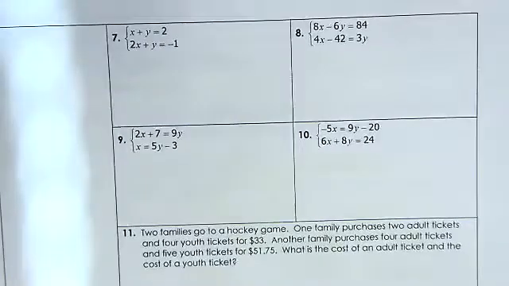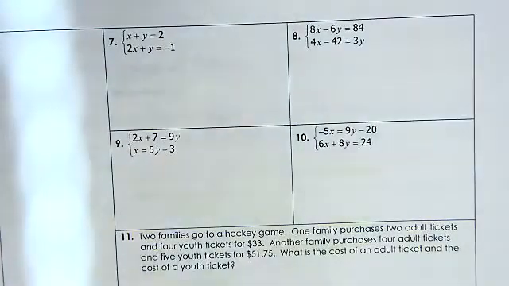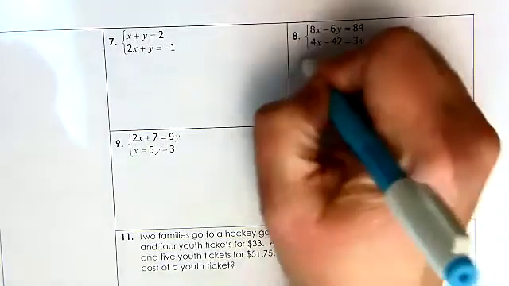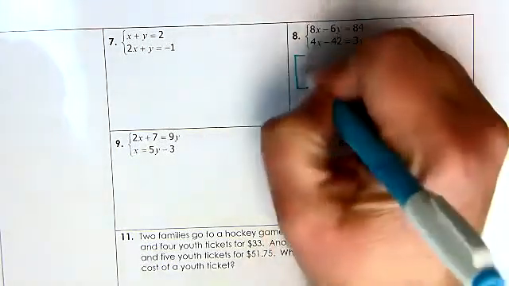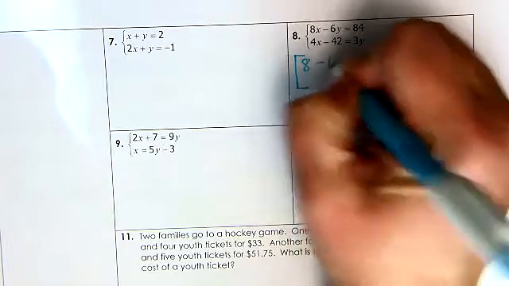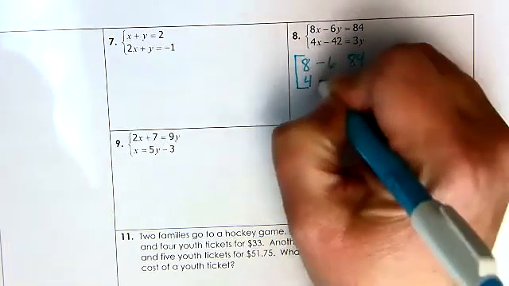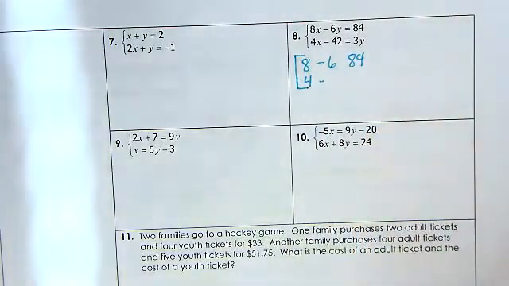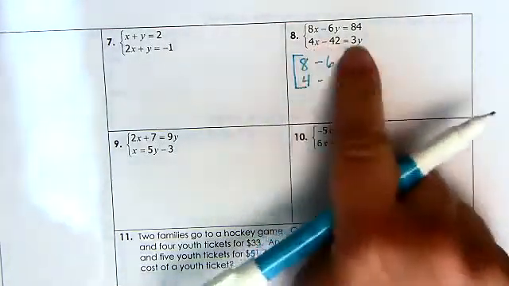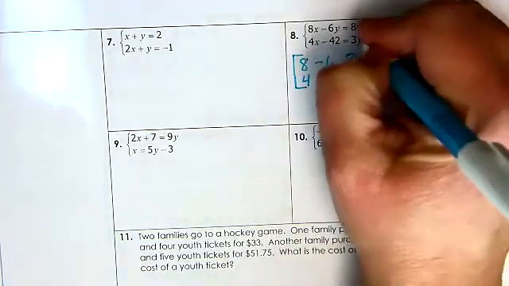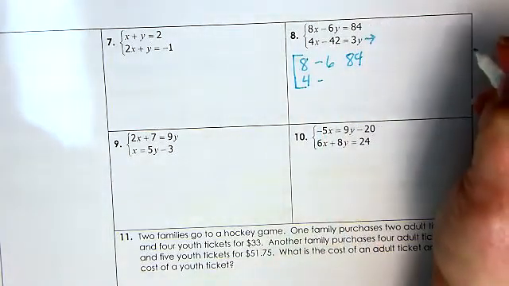Looking at 8. All right. Well, first thing we got to do is we got to write our matrix. So we have 8, negative 6, 84, 4. Oh, wait a minute. First things first. Wait a minute. That's not standard form. I have to put this in standard form.